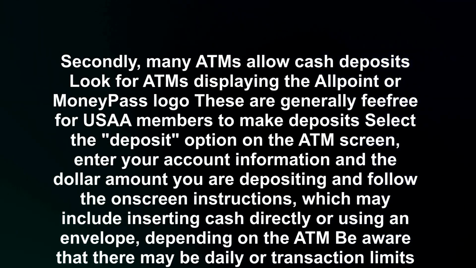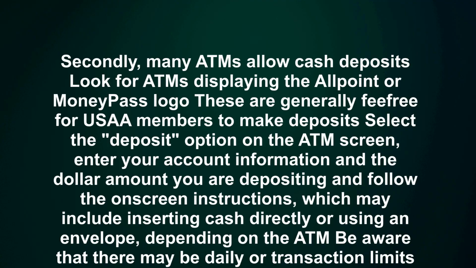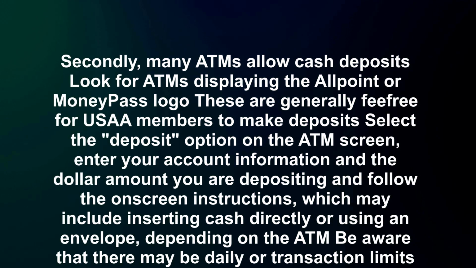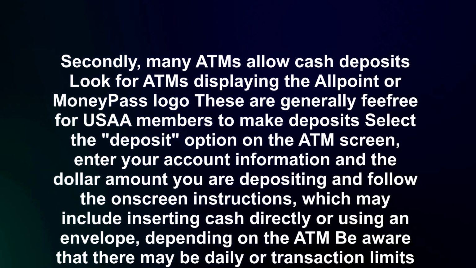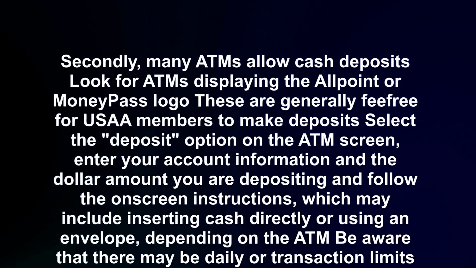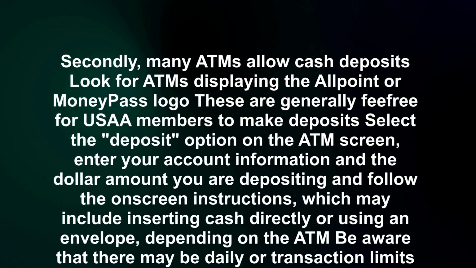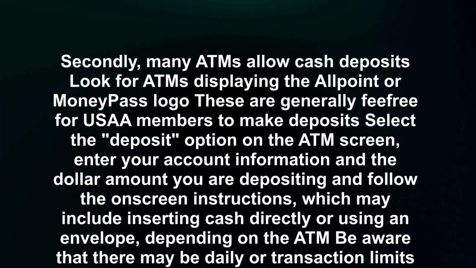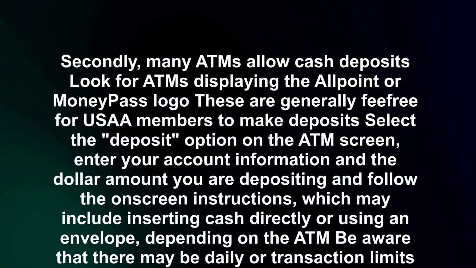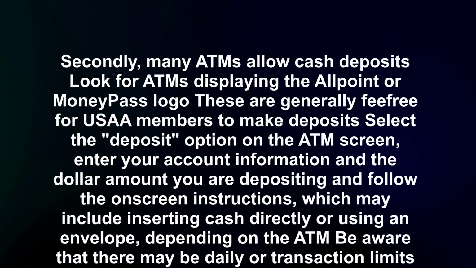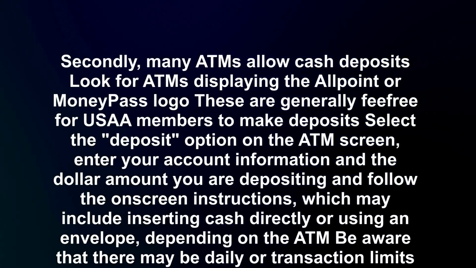Secondly, many ATMs allow cash deposits. Look for ATMs displaying the Allpoint or MoneyPass logo. These are generally fee-free for USAA members. To make deposits, select the deposit option on the ATM screen. Enter your account information and the dollar amount you are depositing and follow the on-screen instructions, which may include inserting cash directly or using an envelope.